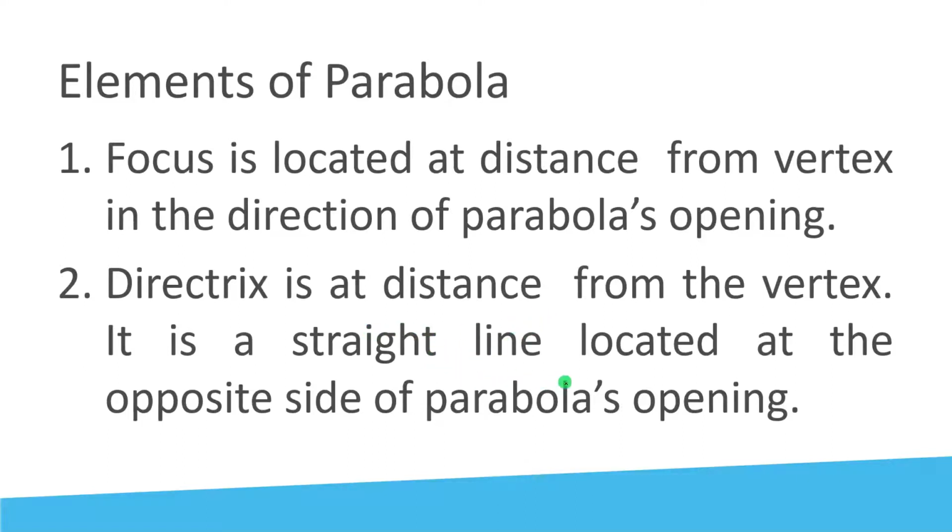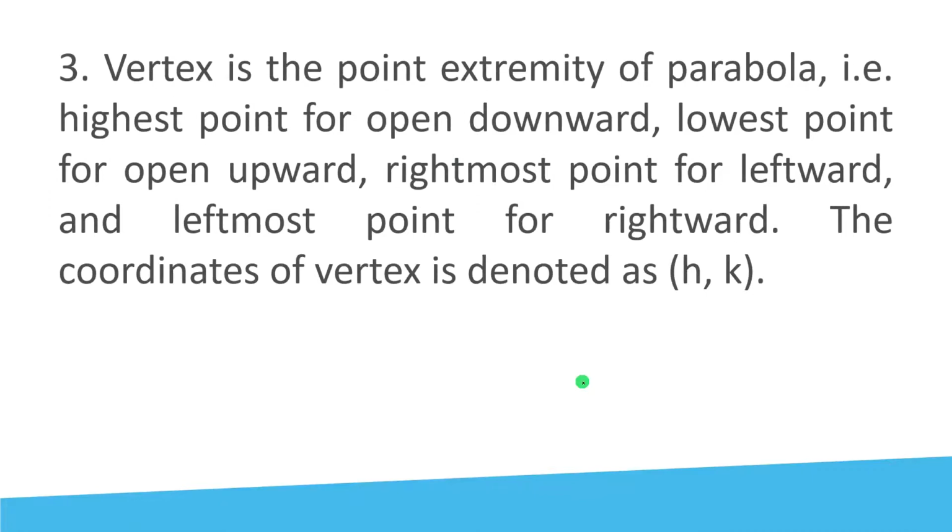The vertex is the extreme point of the parabola: the highest point for open downward, the lowest point for open upward, the rightmost point for leftward, and the leftmost point for rightward. The coordinates of the vertex are denoted as (h, k).